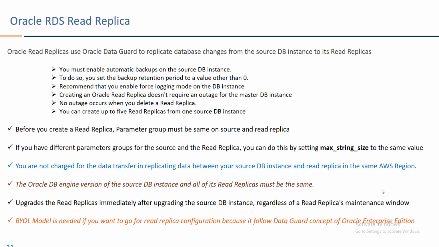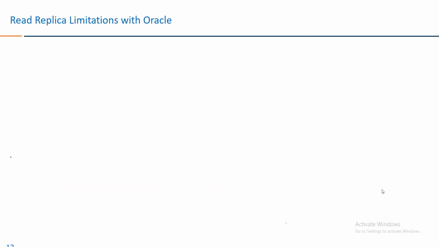And not only this, if any database feature is present as an enterprise edition feature, you will not get it in a standard edition. That is also an important point. So this is again highlighting one more time, like you have to bring your own model because it's Oracle Enterprise Edition. Read replica limitation with Oracle.